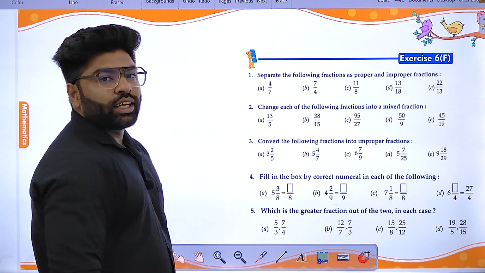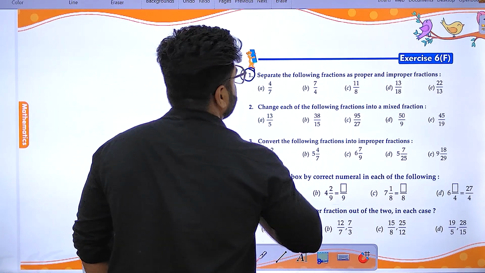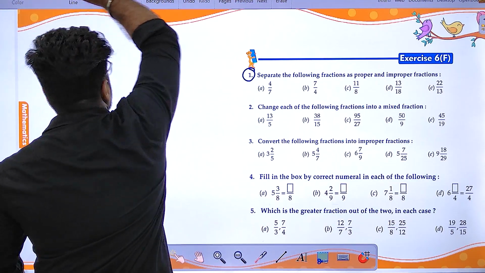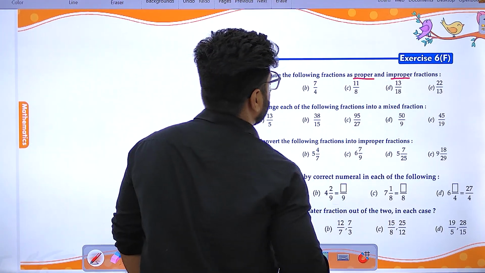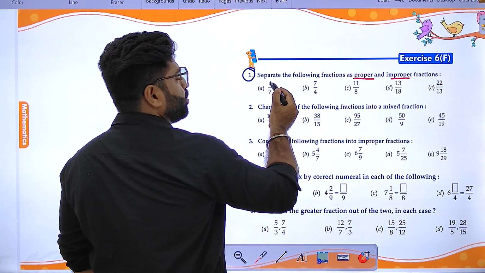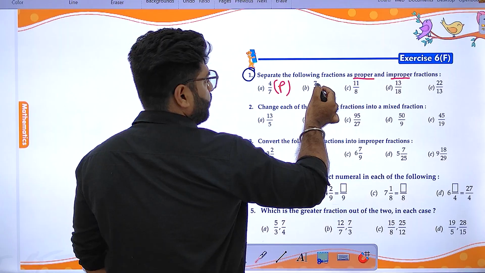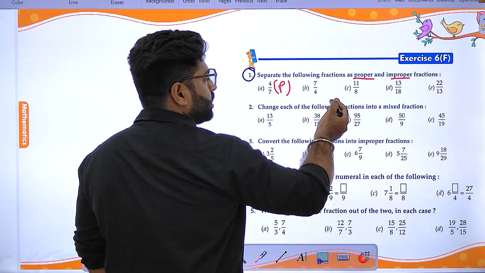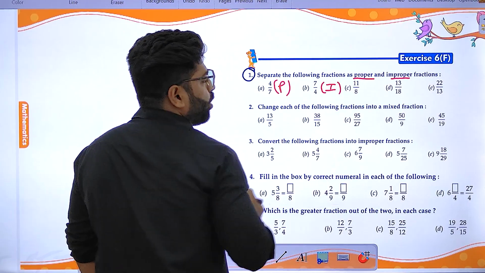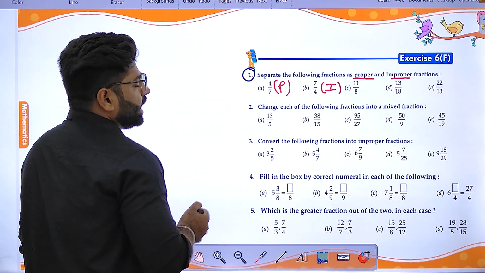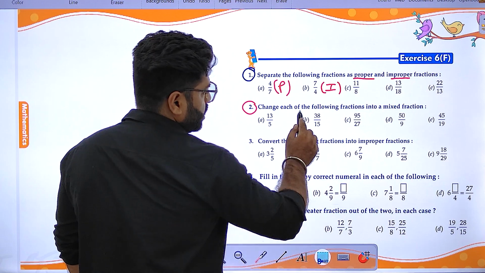So here we have our exercise, that is 6F. Let's see question number 1. Let's separate the following fractions as proper and improper. Here we have numerators less than their denominators, so these are proper fractions. And here we have numerators more than their denominators, so these are improper fractions. Next is question number 2. Change each of the following fractions into mixed fractions.